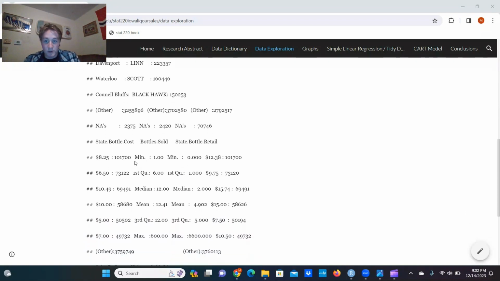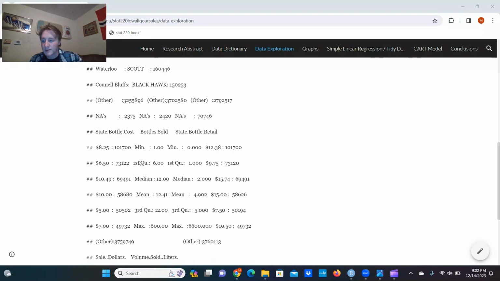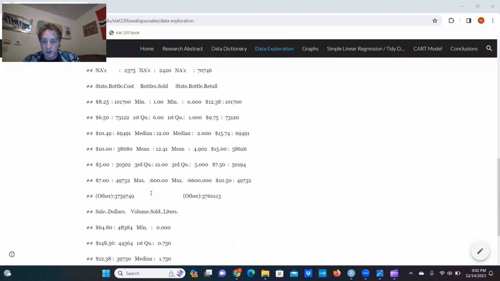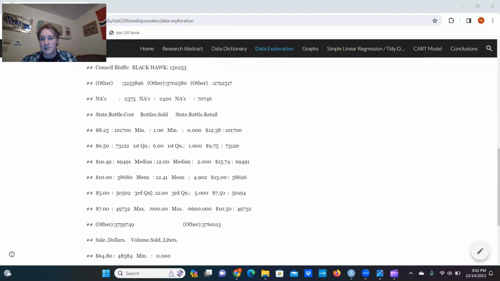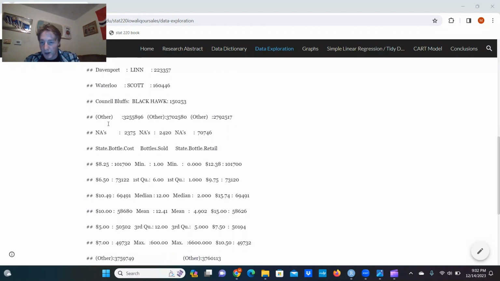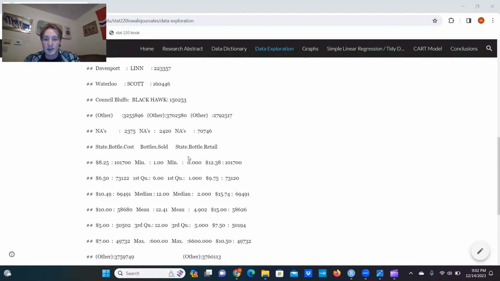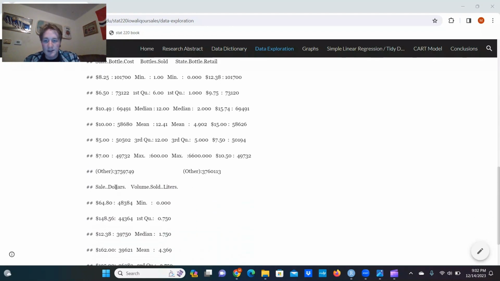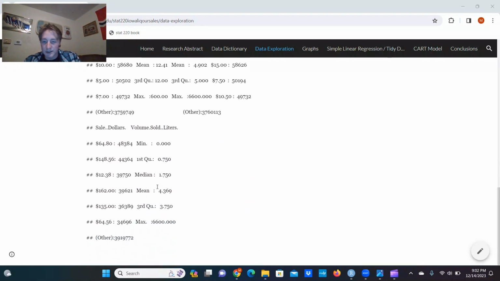Next, we also showed each of the variables' minimum, their first quartile, their median, their mean, their third quartile, and their max. All these numbers are present here. And we did that for each of our stated variables: state bottle cost, bottles sold, state bottle retail, sale in dollars, and the volume sold in liters.